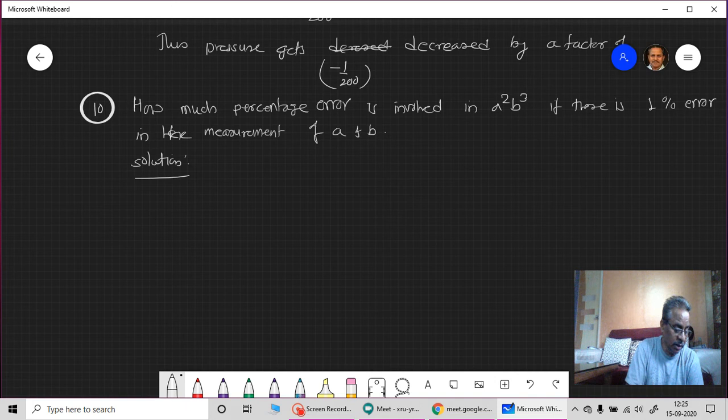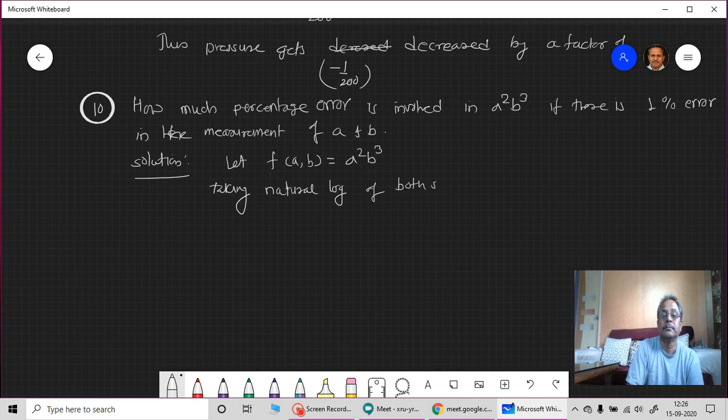Write this statement: let this function f of A, B be equal to A square into B cube, the given function. Now taking the natural log of both sides. Now look at this, it is ln of small f is equal to ln of A square B cube.